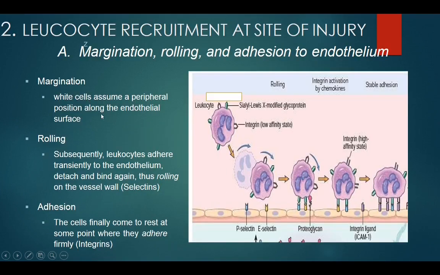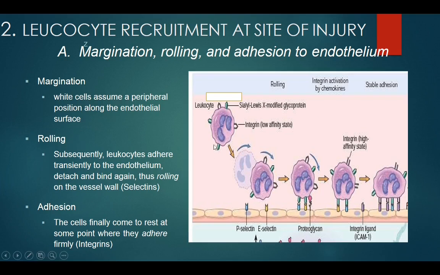Now margination. In this, the peripheral position means generally in the blood flow, the red cells will be flowing in the middle of the vessel and surrounded by WBCs. It is not completely marginated, it's somewhat in the middle, and the flow is very fast, so it doesn't take time to get near the endothelium.